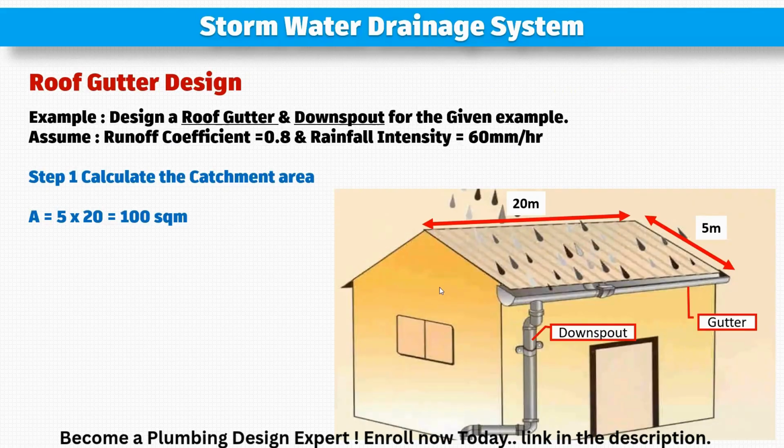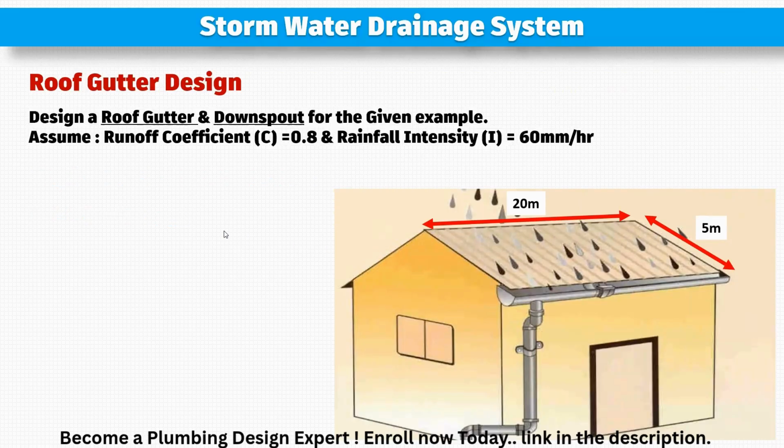You can also use that lengthy formula: area of the horizontal plane plus 50% of the vertical elevation. That is also okay, but this formula is also okay if you know the dimensions. The value will not vary that much. So you have the area, that is 20 into 5, 100 square meters, the catchment area from where you are collecting the rainwater.